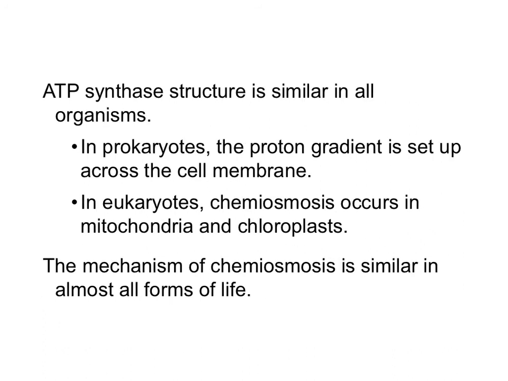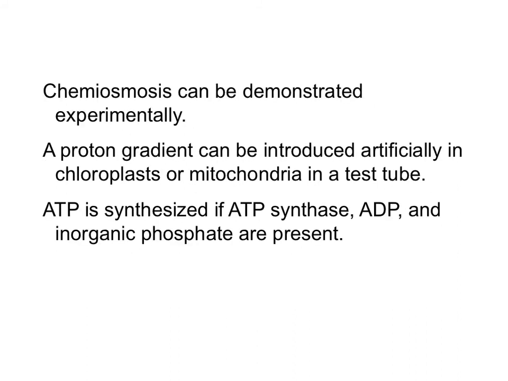ATP synthase structure is similar in all organisms. In prokaryotes, the proton gradient is set up across the cell membrane. In eukaryotes, chemiosmosis occurs in the mitochondria and in the chloroplasts. The mechanism of chemiosmosis is similar in almost all forms of life. Chemiosmosis can be determined experimentally. A proton gradient can be introduced artificially in a chloroplast or mitochondria in test tubes, and ATP is still going to be synthesized as long as there's ADP and inorganic phosphate present.